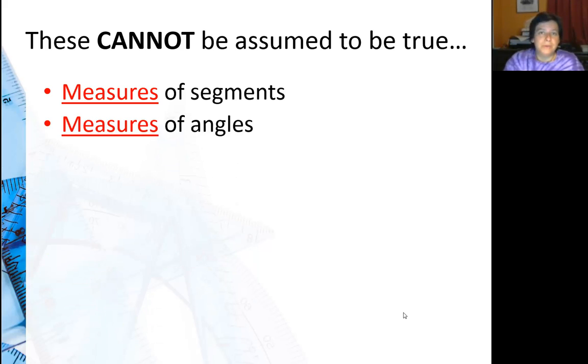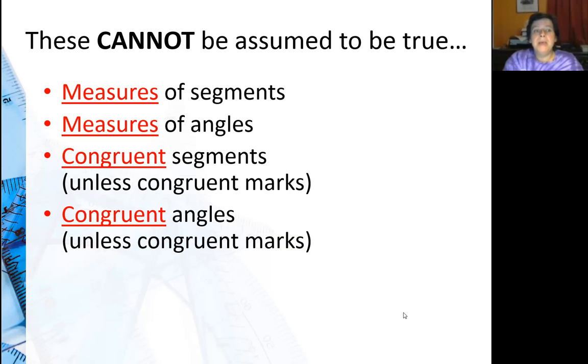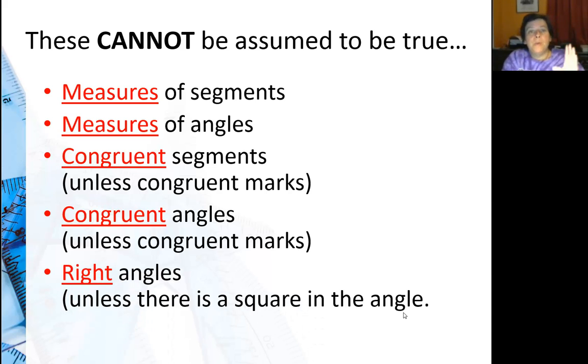Same thing for measures of angles. A lot of people want to assume that something that looks like a 90-degree angle is a 90-degree angle. You can't. You can't assume two segments are congruent just because they look like they're the same size. Only if they have congruent marks on them can you assume that they're the same size. You can't assume angles are congruent unless they have the congruent marks. And you cannot assume right 90-degree angles unless there's a square there or it says 90 degrees in that angle.